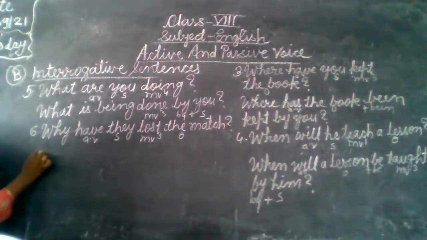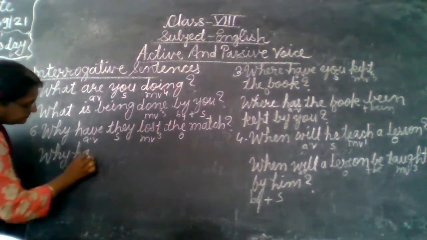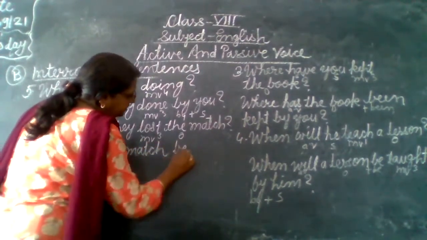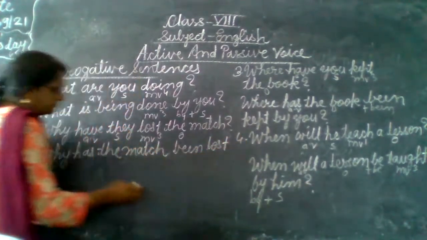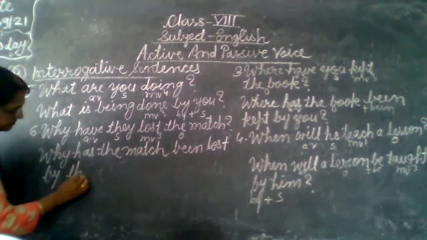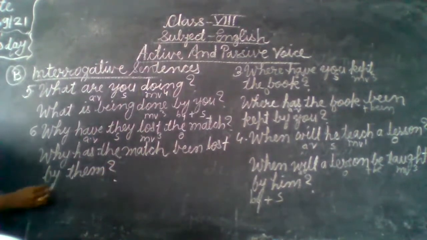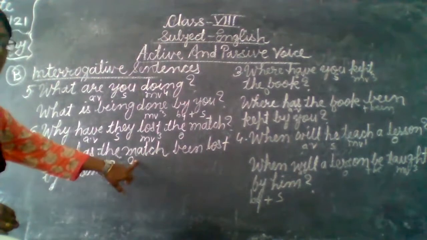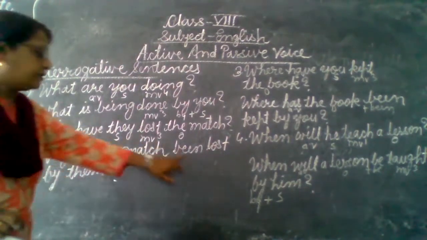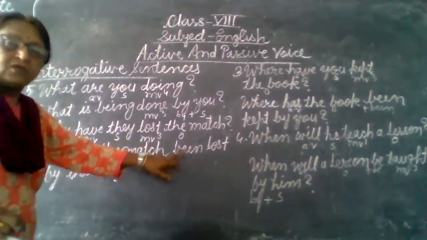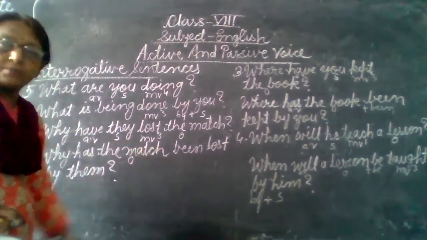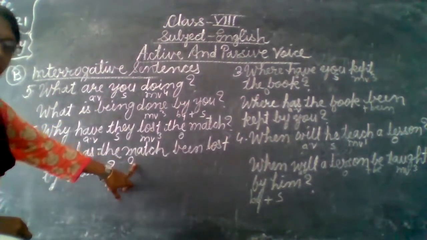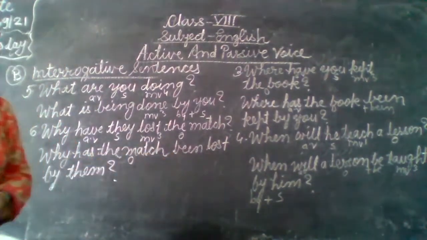Okay? So, why will we add this? Why has the match been lost by them? Okay, why has the match been lost by them? Now, why have we used has? Because our object is singular. So, since it is an interrogative form, we will not use been together with has. We will use been after the object, because the object is given there. If the object is not given, then we use it together. But if the object is given, then first we have to put the object, then we will add been. Okay, next sentence.